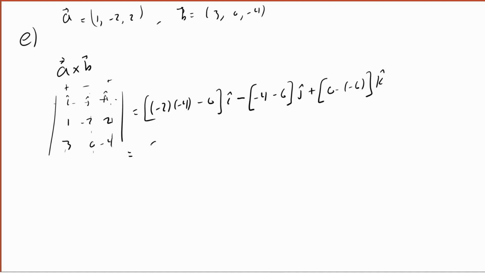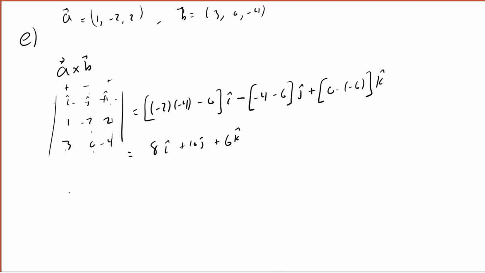Okay, so that's going to be 8 i hat minus minus 10, so that's plus 10 j hat plus 6 k hat. Okay, so now we need to normalize this, so it becomes a unit vector.